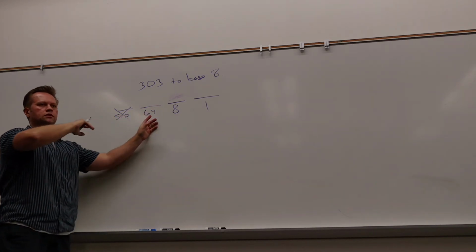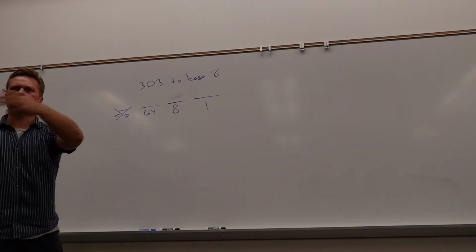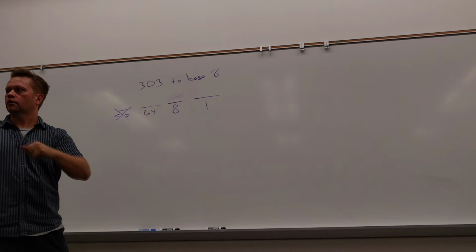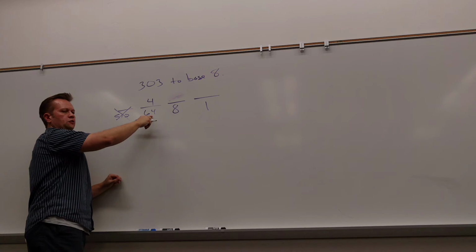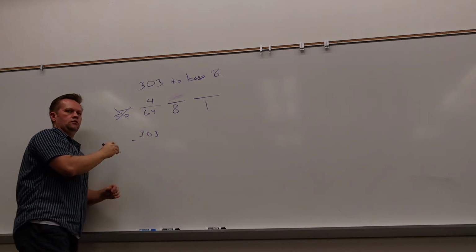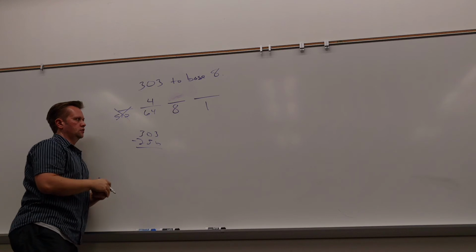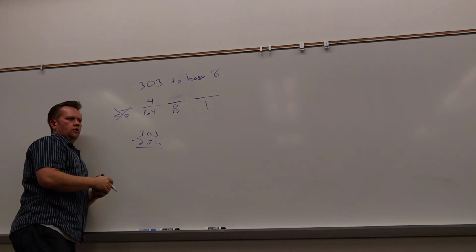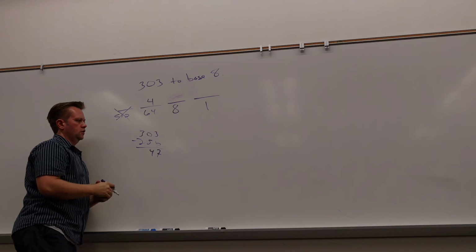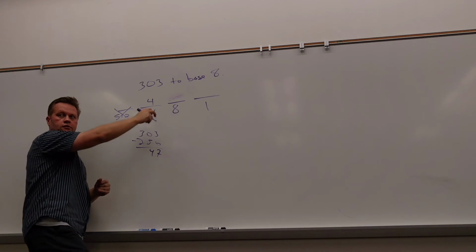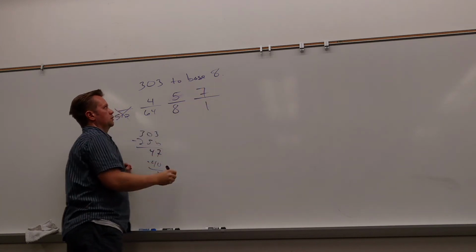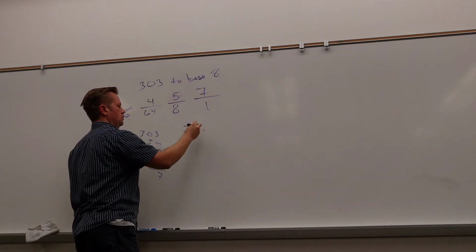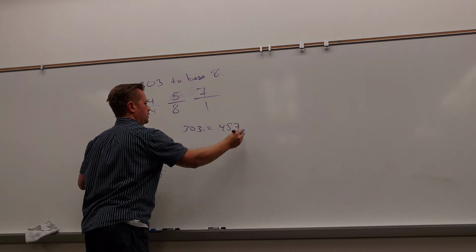So now how do I start to do this? This is just like the Babylonians now, except I don't have to convert to Pac-Man and sticks. 64 goes into 303 4 times. 4 times 64 is 256. So 8 goes into 47 5 times. So 303 in base 10 equals 457 in base 8.